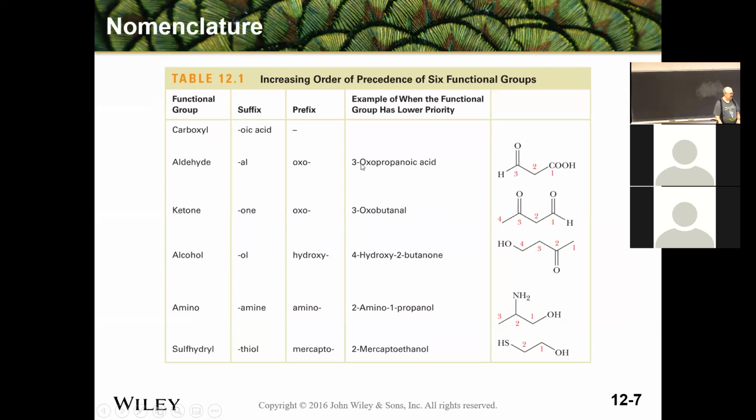You don't see this next one very often, but if you have an aldehyde and a carboxylic acid, then the aldehyde is also an oxo. Okay, so this is 3-oxopropanoic acid. Okay, and then carboxylic acids are way up at the top. Okay, we'll talk more about naming carboxylic acids when we come to that chapter.